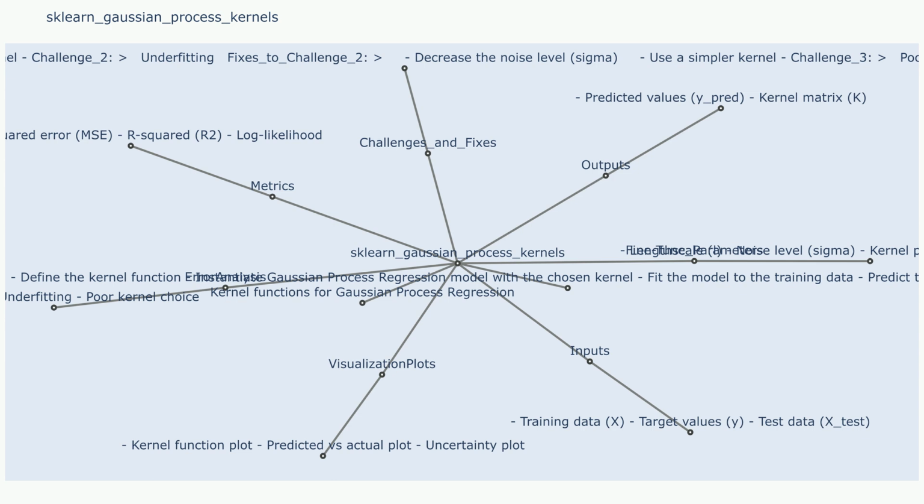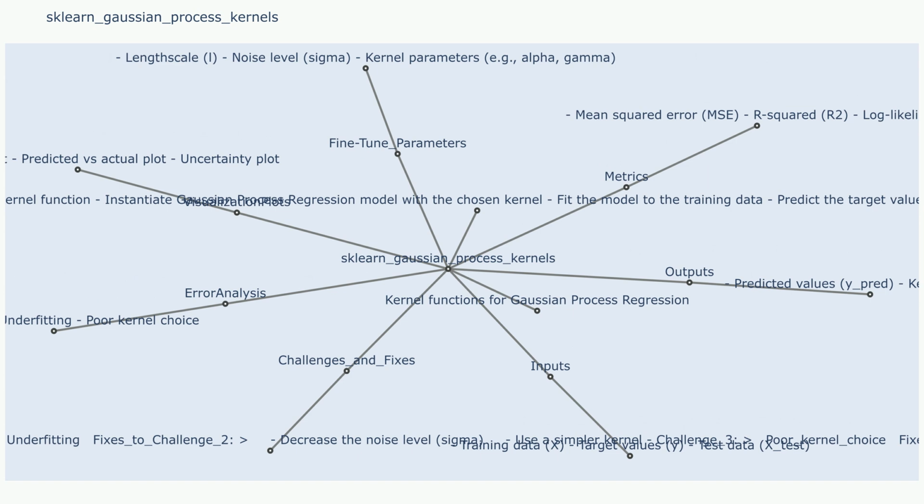Challenges and fixes. Challenge 1. Overfitting. When the model is too complex and captures noise in the data, it can lead to overfitting. This results in poor generalization to unseen data.